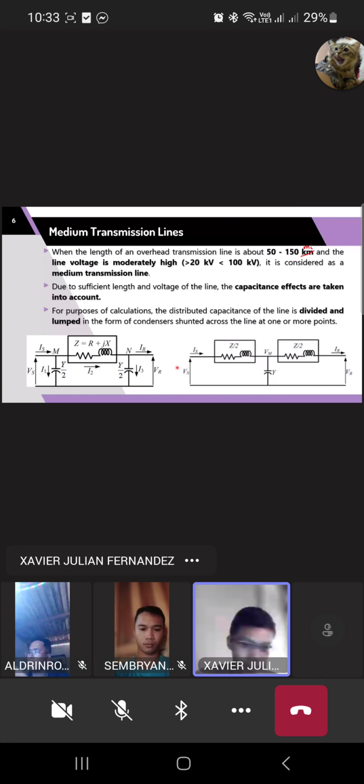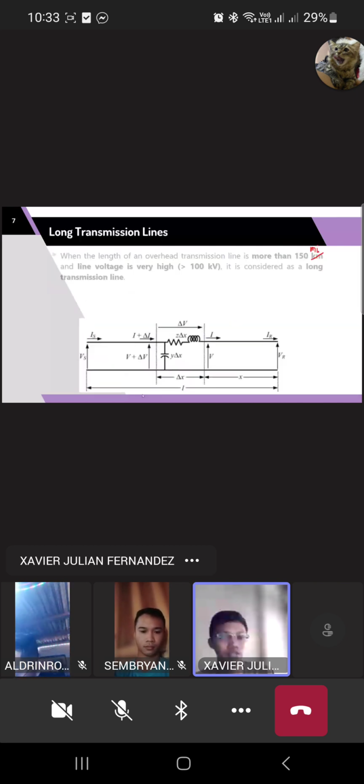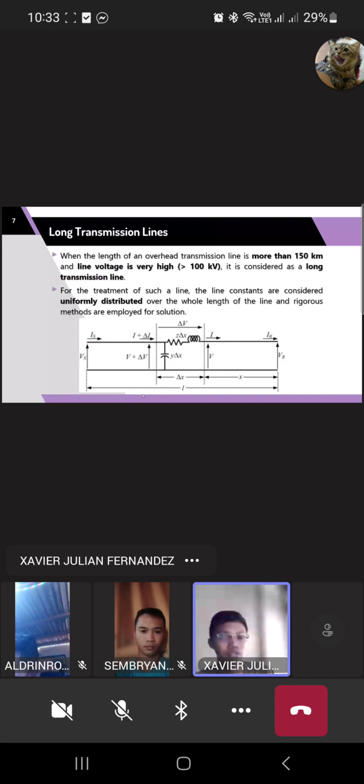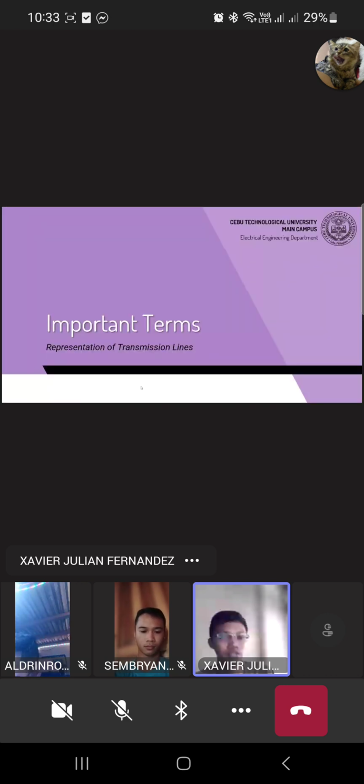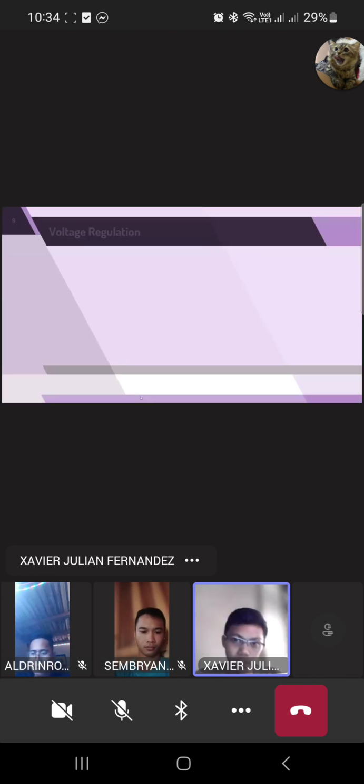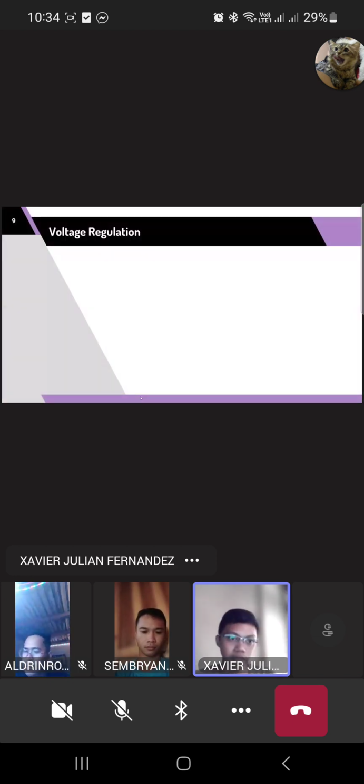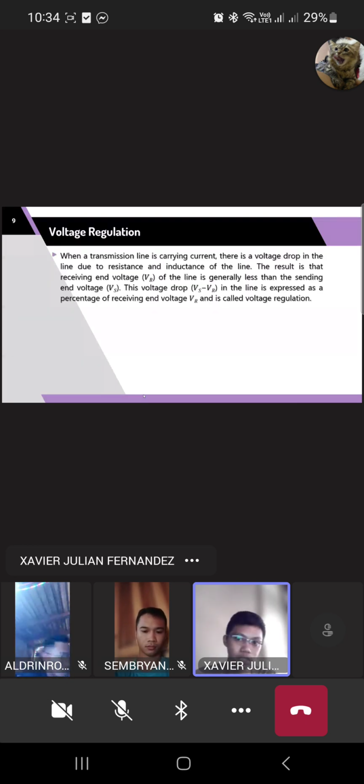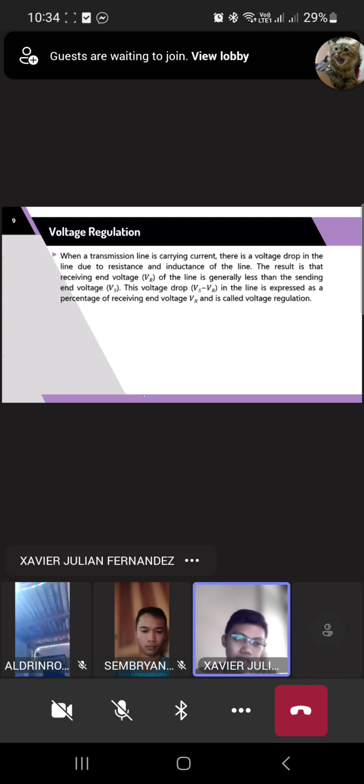Okay? To continue, before we go to short transmission lines, let us first take note of these very important terms. These are the metrics for the performance of our transmission line. The first metric is what we call the voltage regulation. The voltage regulation is defined by the voltage at the sending end and the receiving end.